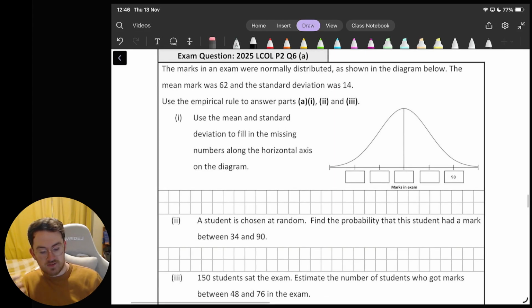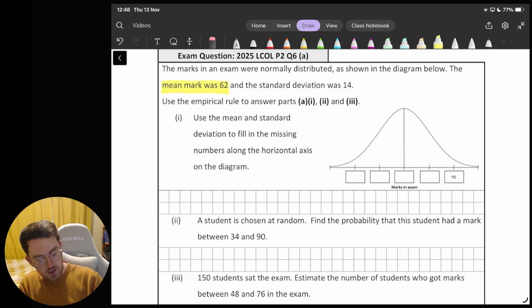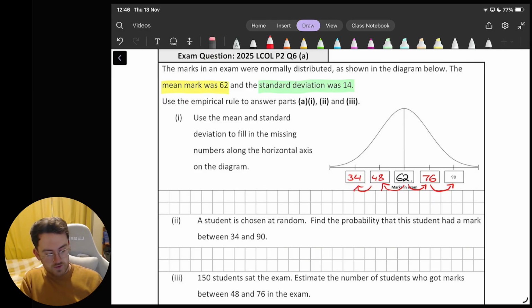So this is the one 2025, so this was last year's one for now. So let's fill in the different values that we can. They told me the mean mark is 62, that always goes in the center. We're going to highlight the standard deviation. That's going to be the different steps that I'm going to be taking. So I'm going to be going up in 14. So I go up in 14 here. First of all, that's going to give me 76. I go up in 14 again. That does bring me to 90. So they've actually added in a number that I can use to check. I go down by 14. That gives me 48. I go down another 14. That gives me 34. So we've filled in all of our information.